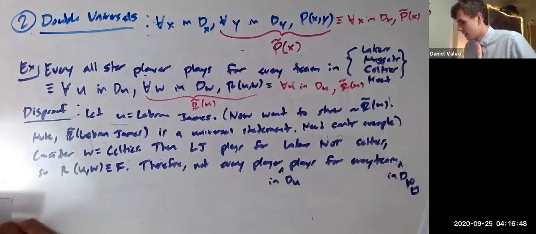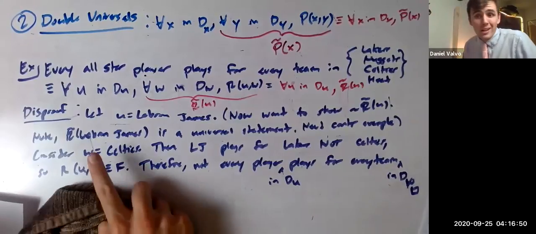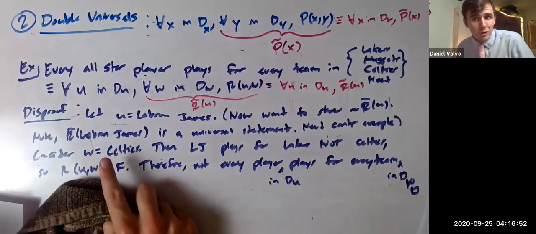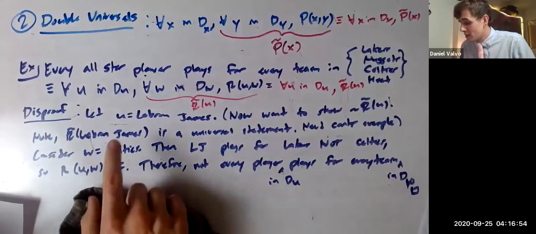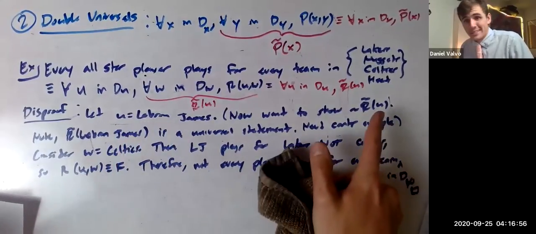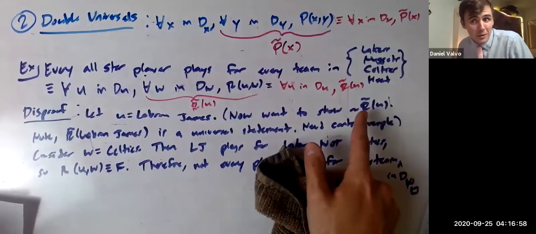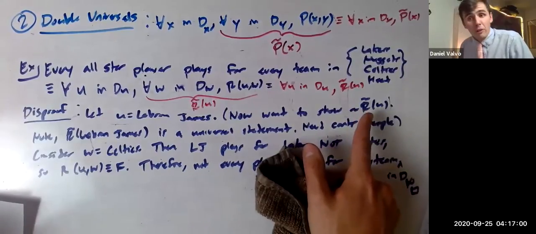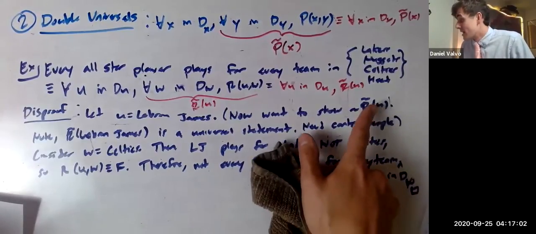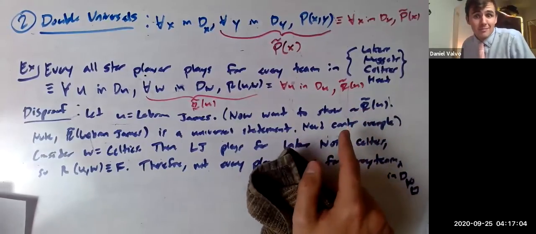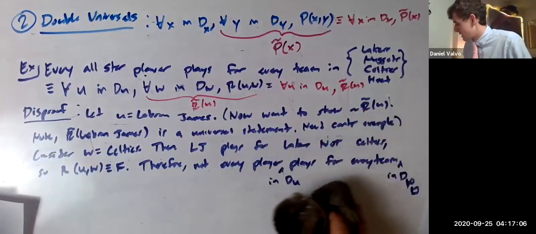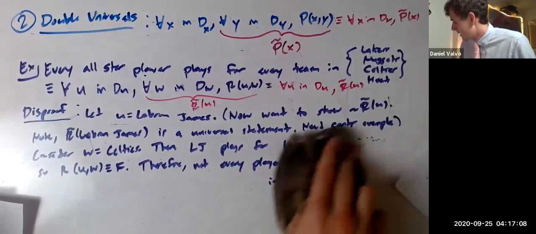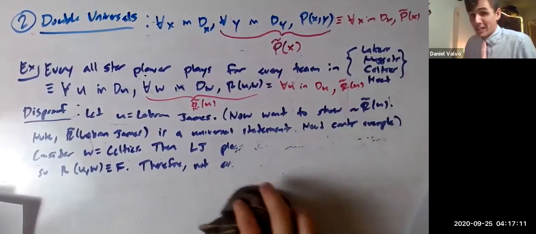Good. Cool. Now, there's another way to disprove this, by the way. I'm not going to show it for time reasons, but we used a player that plays on one of these teams. You could also find a player that doesn't play on one of these teams. For example, Russell Westbrook is an all-star player, but he doesn't play for any of these teams. So again, that would be false really easily. Not only does he not play for every one of them, he doesn't play for any of them.